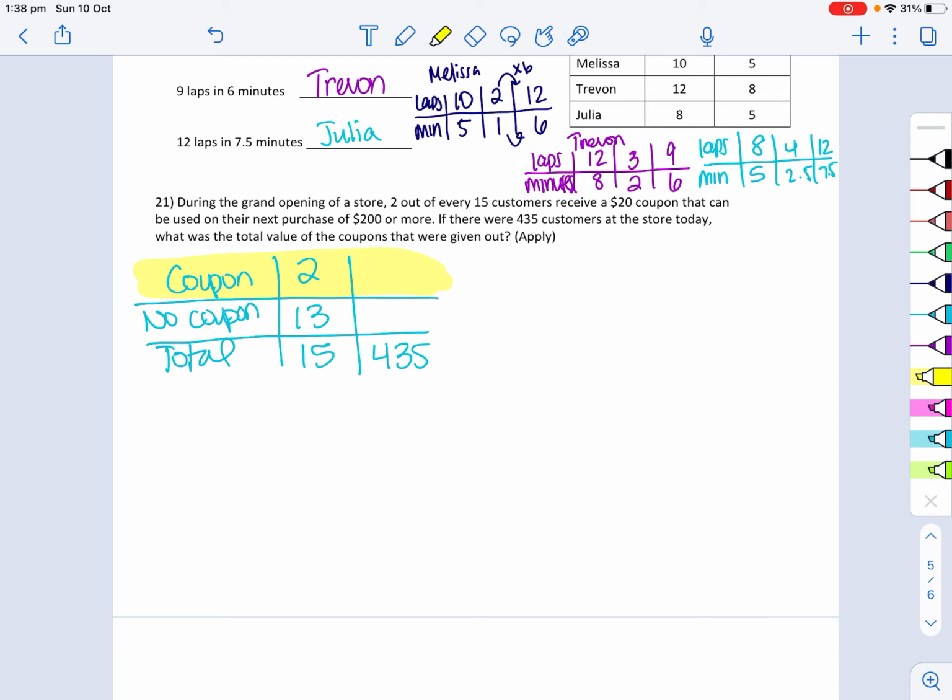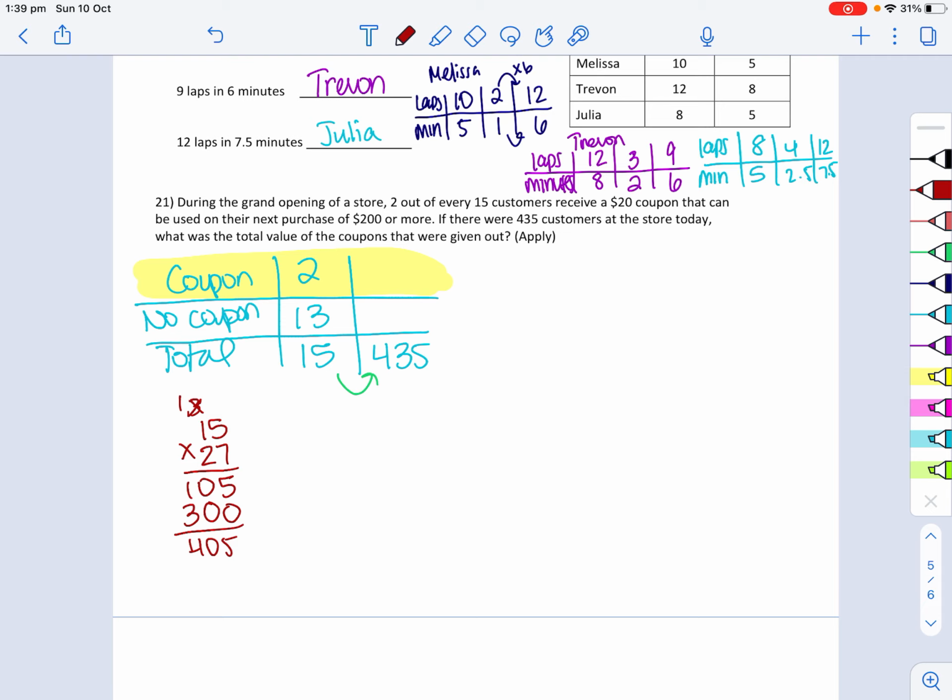So 435 into, or 15 into 435. So 15 times 15 is 225. 15 times 20 is 300. Let's do 15 times 27. 7 times 5 is 35. 7 times 1 is 7. 8, 9, 10. So 105. 2 times 5 is 10. Carry the 1. 2 times 1 is 2. This one is 3. That's going to be 405.